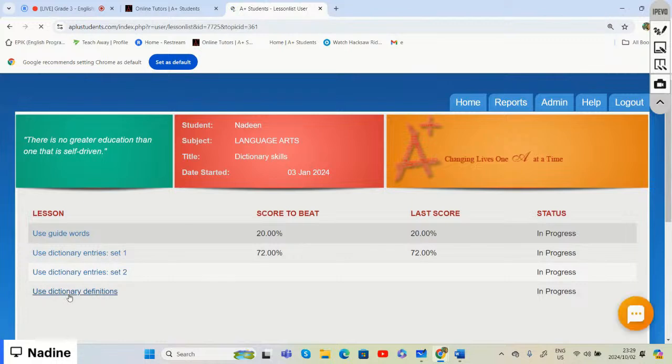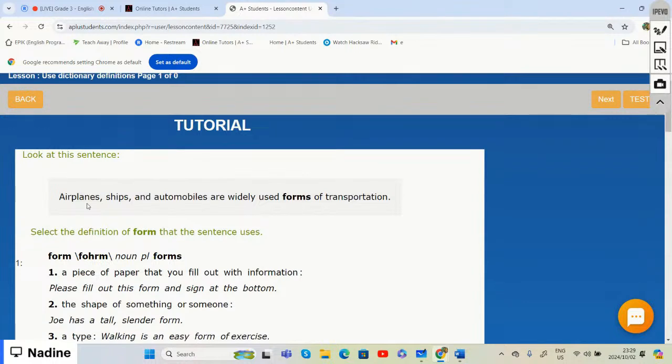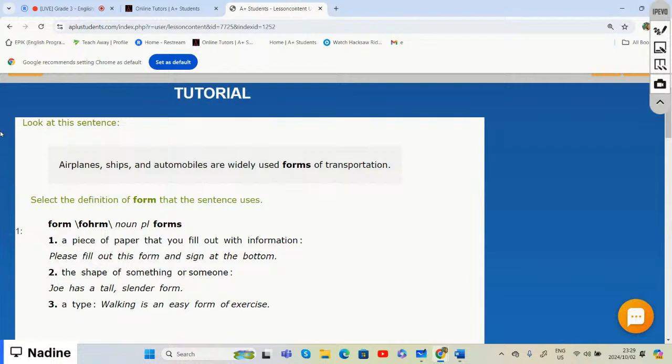All right, so now we're going to use dictionary definitions, all right? So you're going to look at the sentence. It says airplanes, ships, and automobiles are widely used forms of transportation.